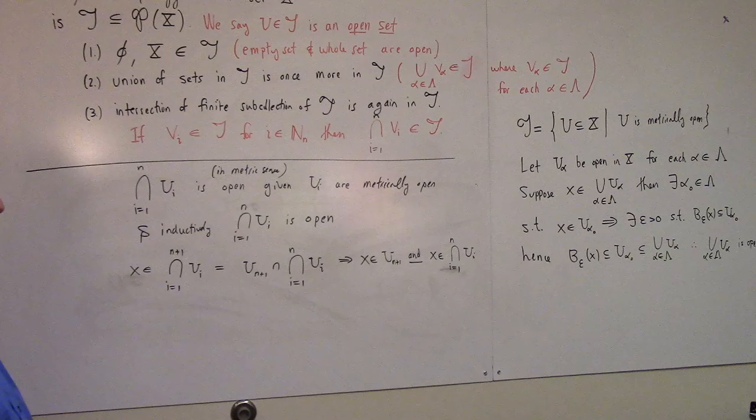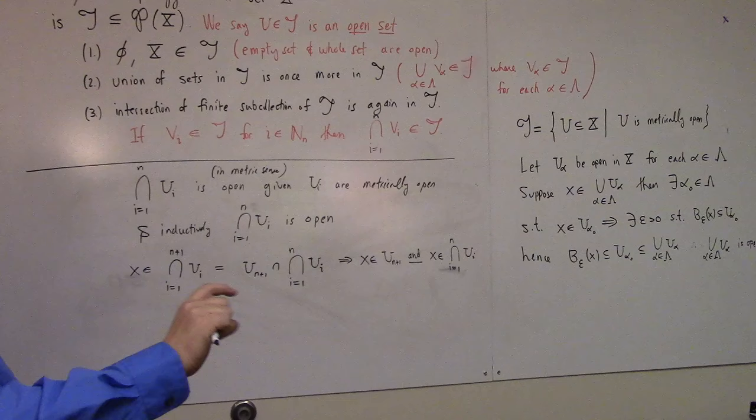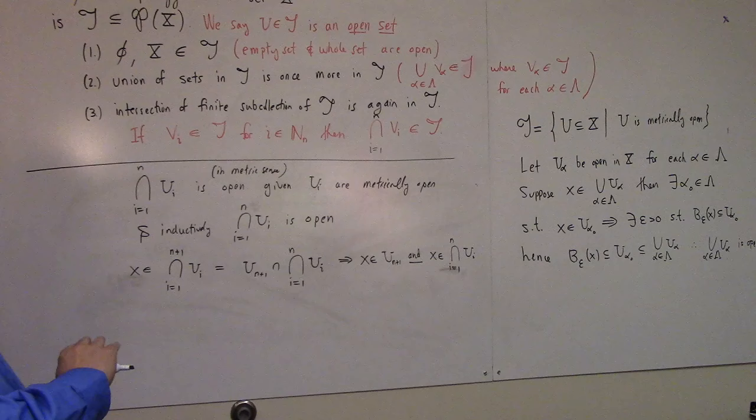Basically, the point is the definition: if it's in the union, that means it has to be in one of them, at least one. But if it's in the intersection, it has to be in every single one of them. Or in this case, two of them.